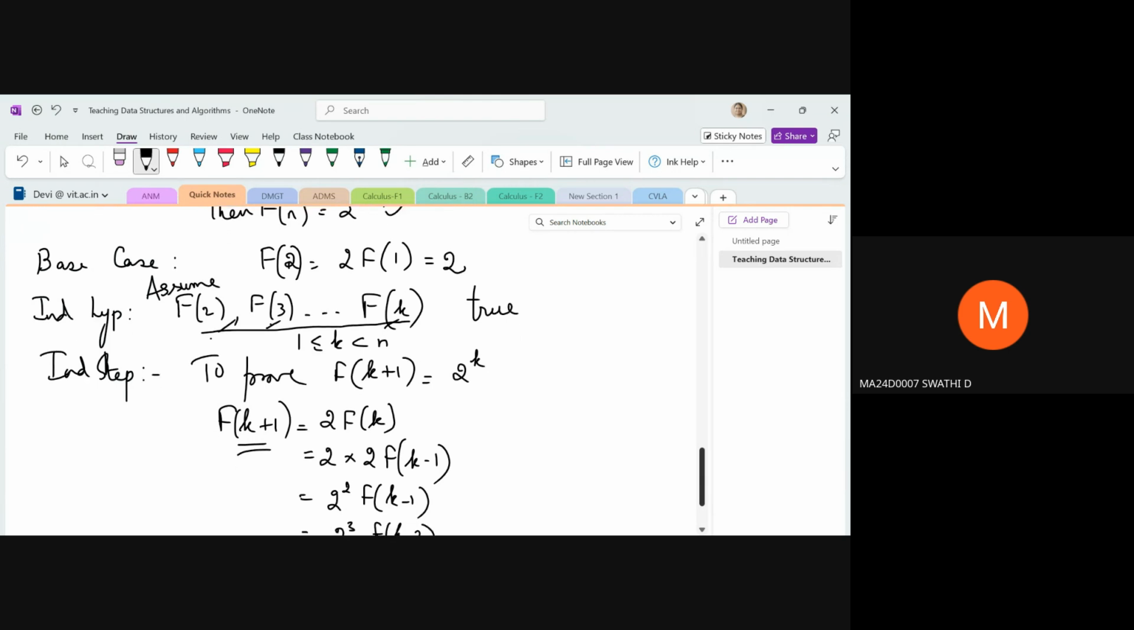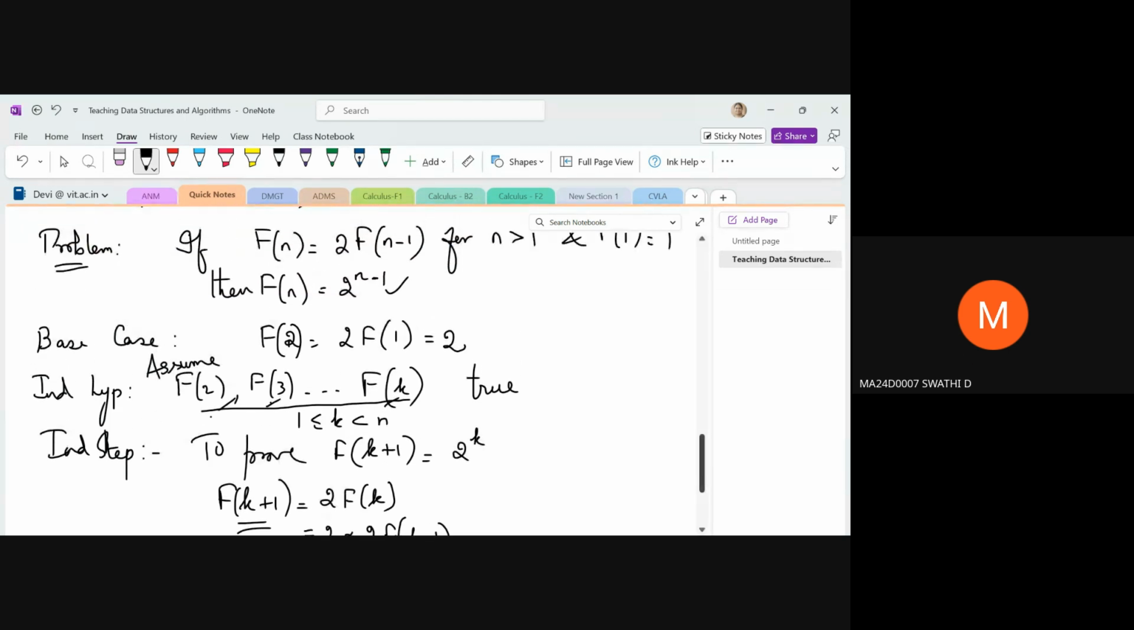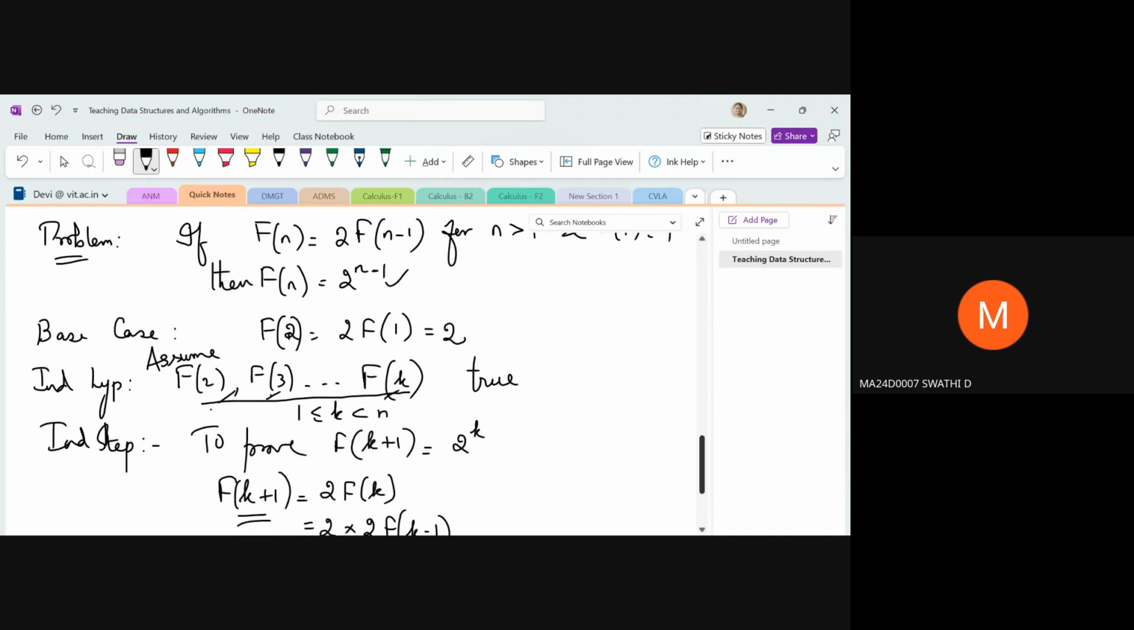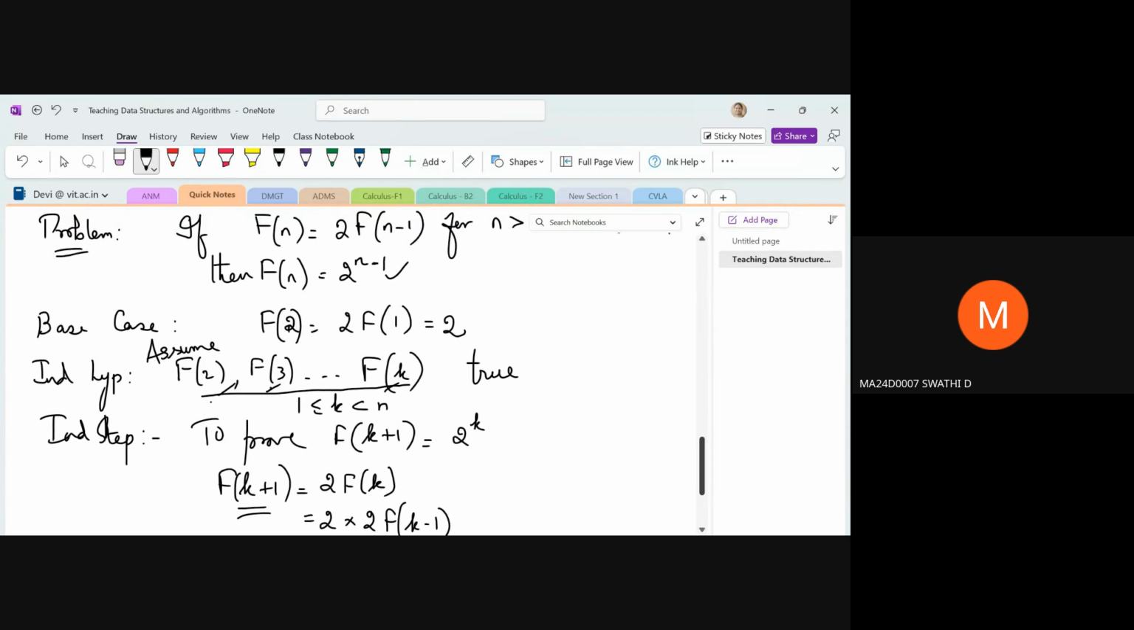No, in f of k we can substitute from the induction hypothesis, the weak induction hypothesis, that it is already proved to be 2 power k, right? Yes, it is already proved to be 2 power k, but you know that f of k is nothing but twice of f of k minus 1. That's true. But what is f of k by the result of the given statement? It is 2 power k minus 1, right? How can you use that without knowing whether it satisfies or not?